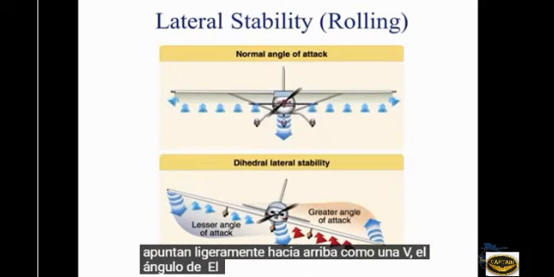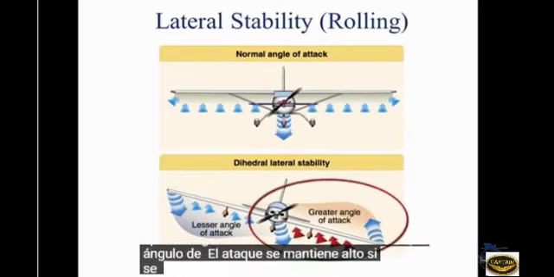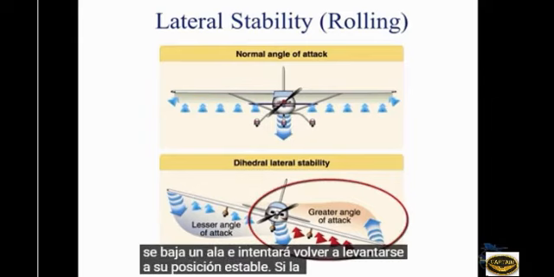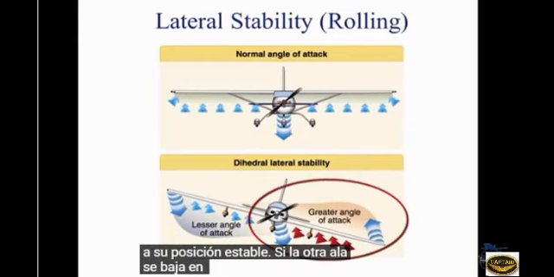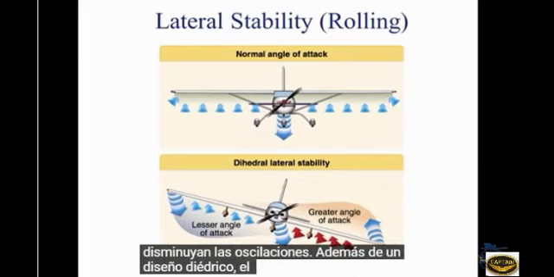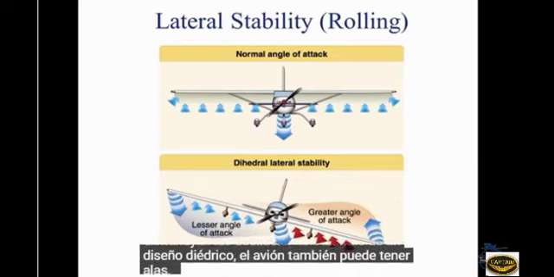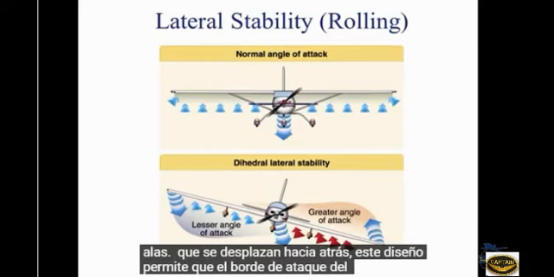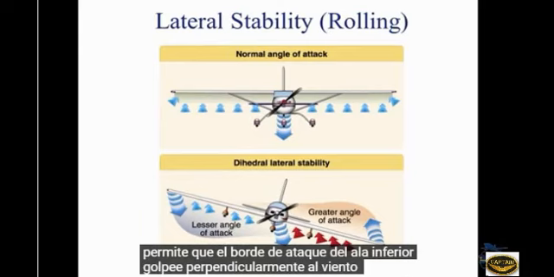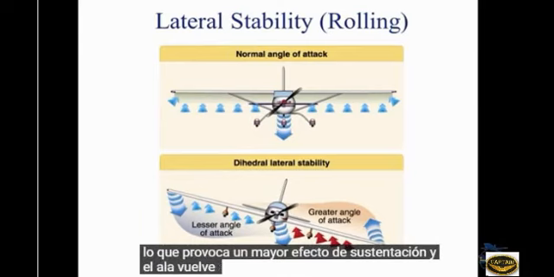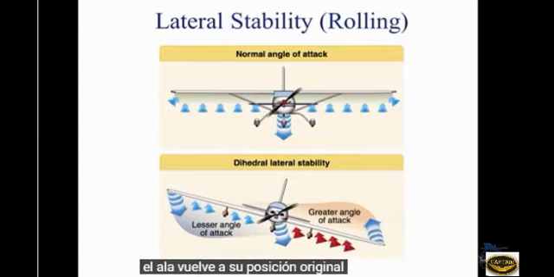The angle of attack stays high if one wing is lowered and will attempt to lift back to its stable position. If the other wing is lowered in the process, it will then be lower and raise up until the oscillations subside. In addition to a dihedral design, aircraft may also have wings that are swept back. This design allows the lower wing's leading edge to hit perpendicular to the relative wind. This causes greater lifting effect, and the wing restores to its original position.